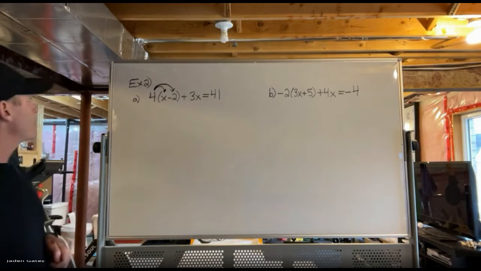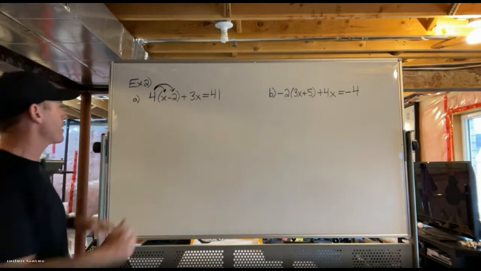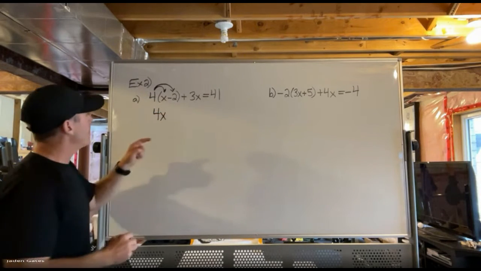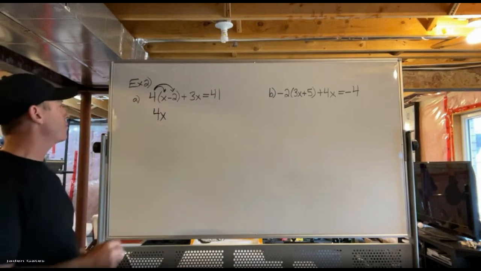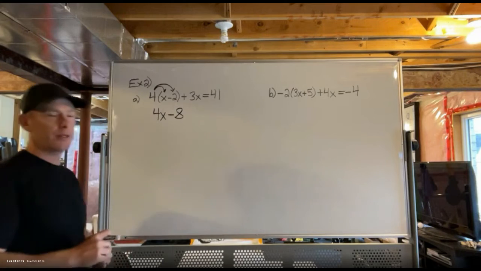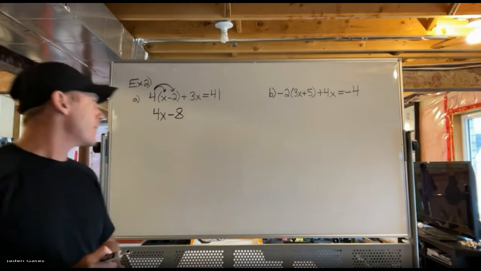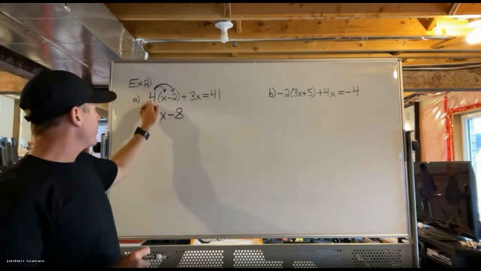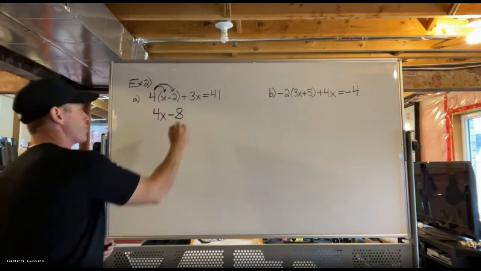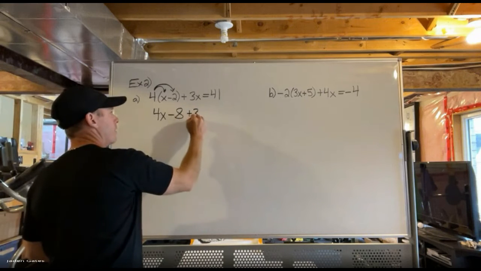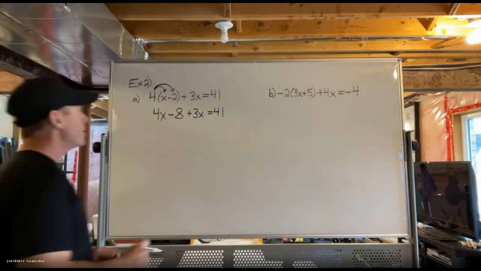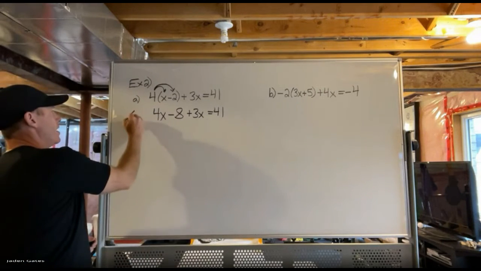All right, so let's see here. I got 4 times x, 4x. All right, and then 4 times a minus 2. Well, positive times a negative, I'm going to get a minus 8. All right, so there's the expanding. Notice I didn't do anything with the 4 and the 3x because the 3x is not in brackets. So it's just there. And it's equal to 41. All right, so there's the expanding done.